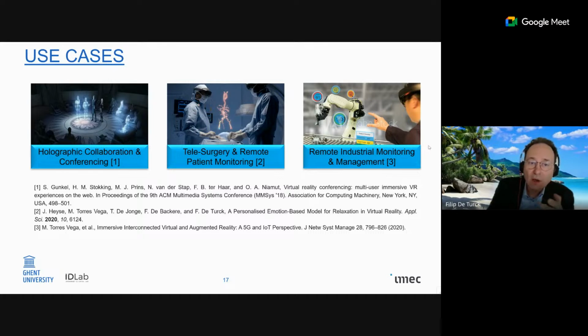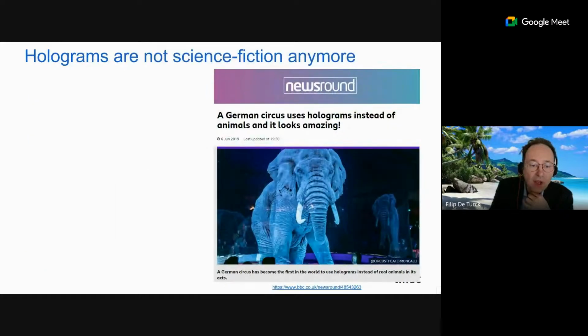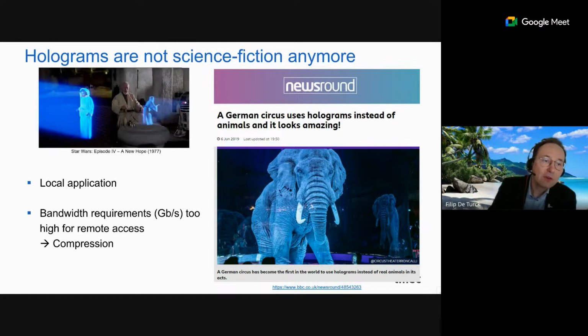So thanks to these holograms, all these use cases are possible, and there are many more use cases, and I will explain some of them in the next pages as well. So it's important to realize that holograms are not science fiction anymore. For instance, there is a German circus that uses holograms instead of animals. For instance, a hologram of an elephant here. This also contributes to animal welfare. And there is also the famous hologram of Princess Leia in the Star Wars episodes.